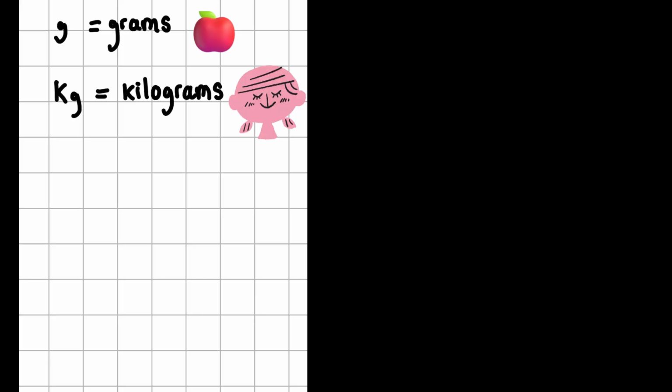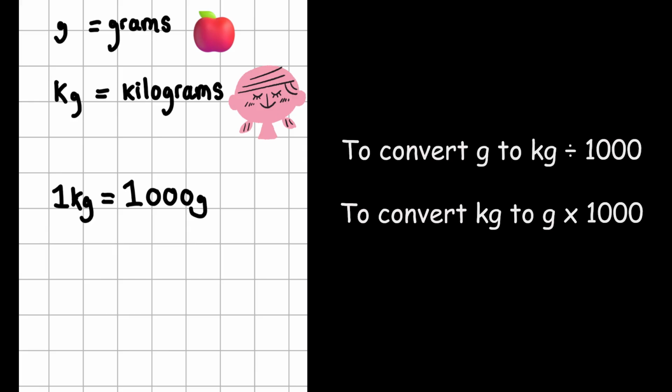So to start off with, a gram is represented by the symbol g. Grams measure small items like an apple, for example. Kilograms is kg, and you would weigh a person in kilograms or something heavier. 1 kilogram is equal to 1,000 grams. To convert from grams to kilograms, you divide by 1,000, and to convert kilograms to grams, you times by 1,000.